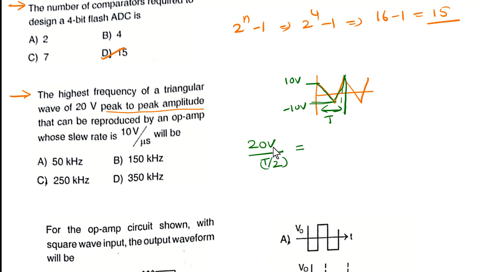So this is nothing but the slew rate. What is the slew rate? They have given 10 volts per microsecond. So substituting these values, T is going to be 4 microseconds, and in terms of frequency, f is nothing but 1 by T, which is equal to 250 kilohertz.